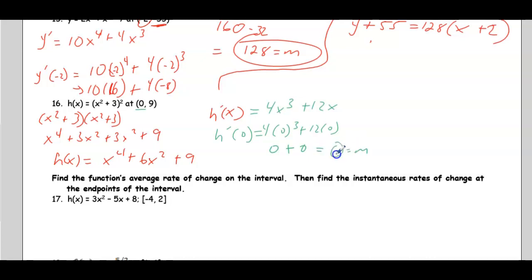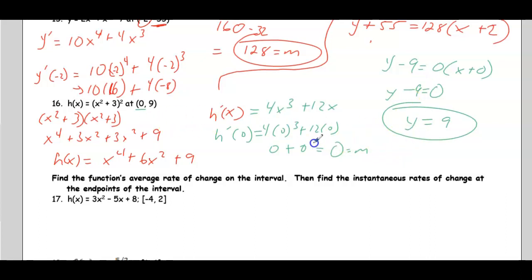There's no slope. So now I just plug it in. y minus y1 equals 0 times x plus 0. So 0 times all of this is still 0. So I have y minus 9 equals 0. Add 9 over. y equals 9. There's my equation right there. That's number 16.